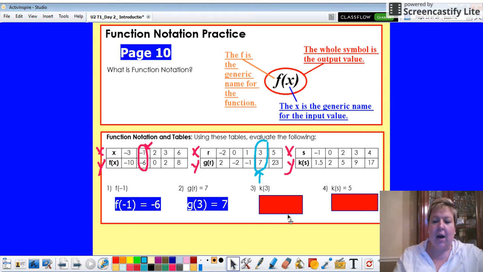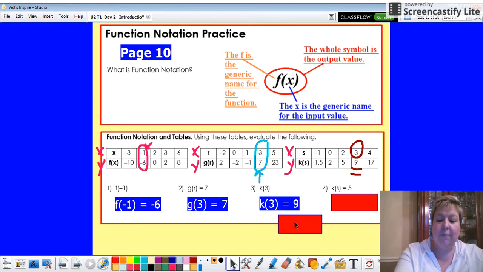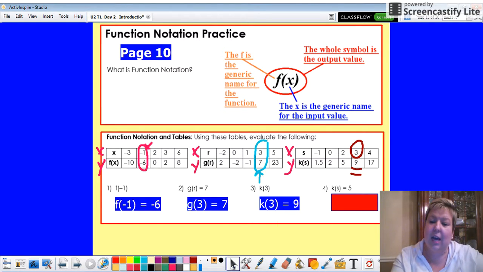But in this case, when I plug 3 in for S, I'm going to look over here at my K of S chart and find that it is right here. When I plug in 3 for X, or for S, what am I getting out? I should be getting out a 9. So K of 3 is equal to 9.